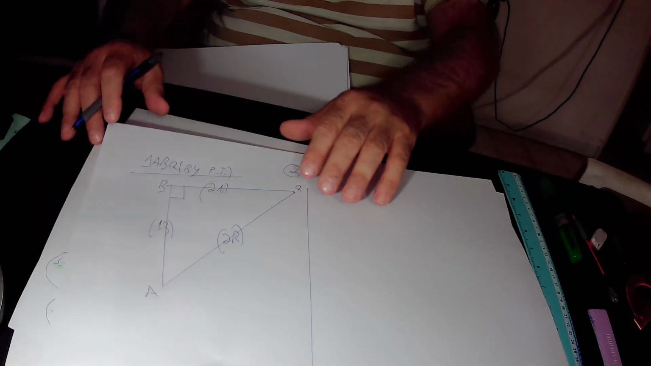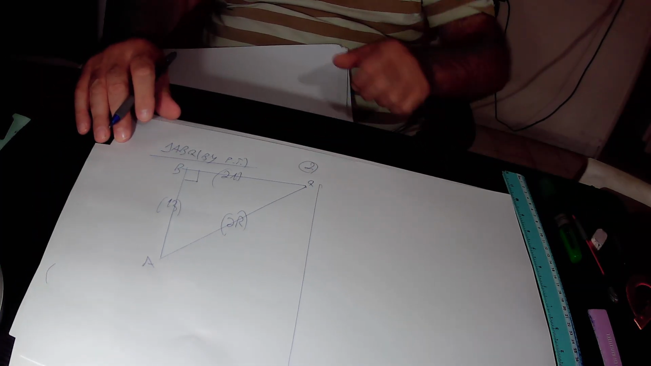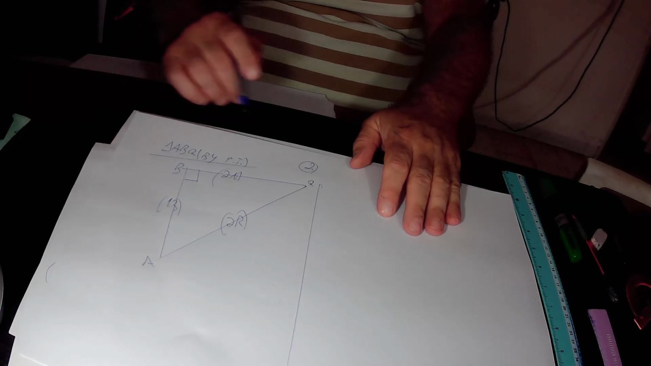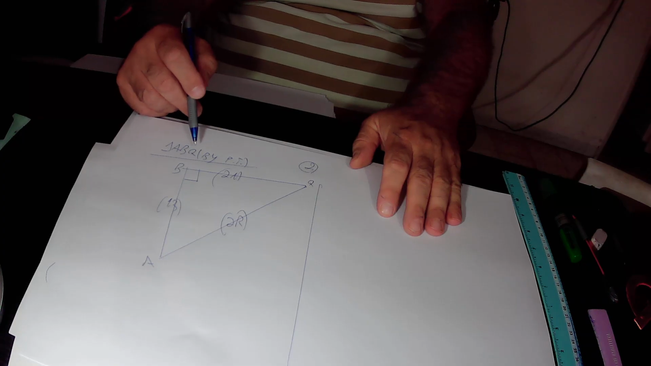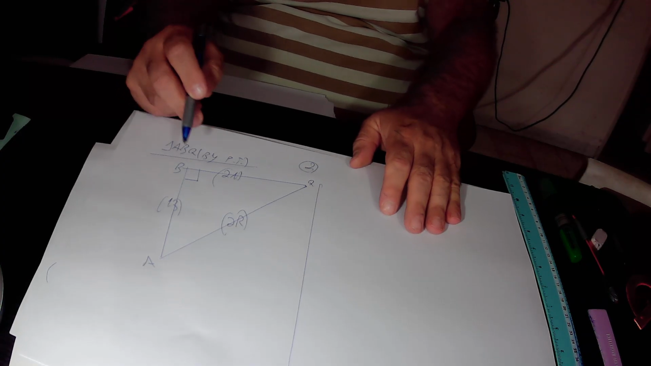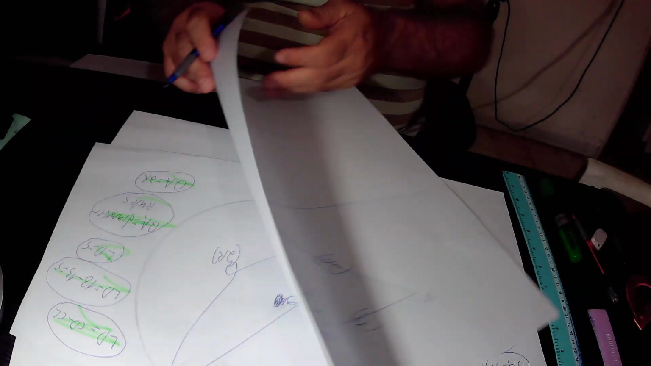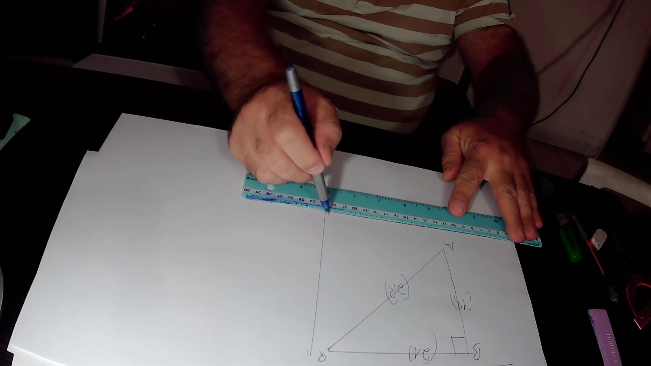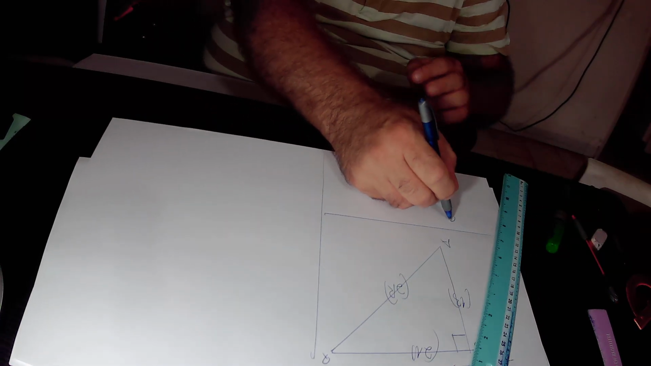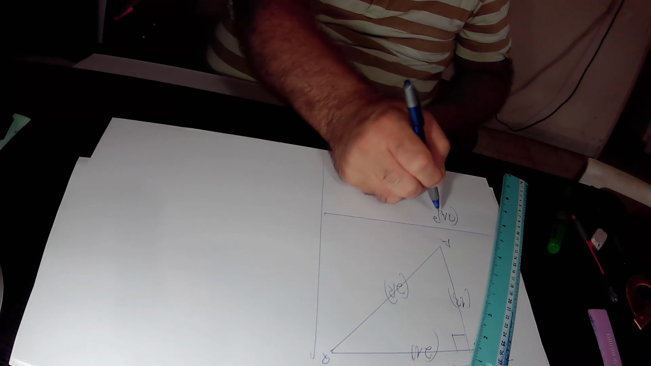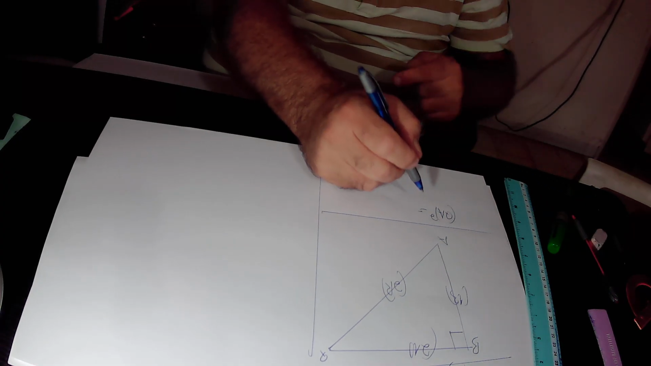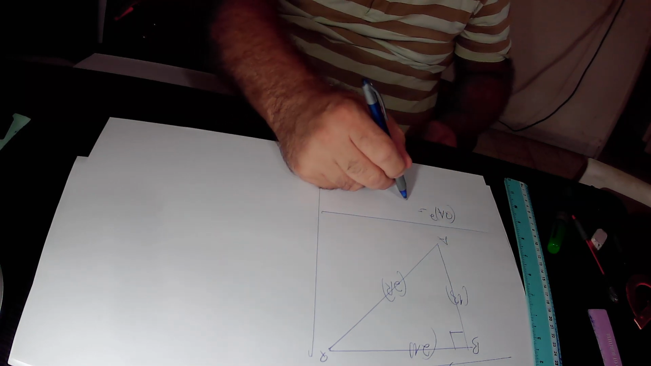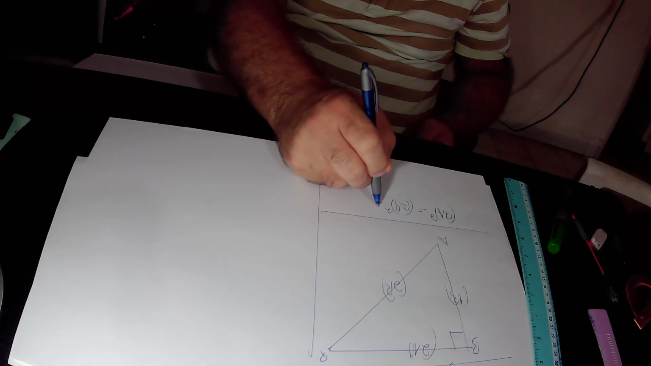So actually, this is the right triangle ABQ from the original drawing. According to the Pythagoras theorem, in this right triangle ABQ, QA squared, that is the square of the hypotenuse, equals QB squared plus BA squared. So I write it down: QA squared equals QB squared plus BA squared.